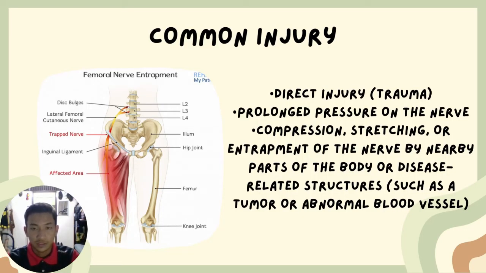Next is the common injury. Okay, so the common injury, the first one is direct injury, which is trauma. Second is prolonged pressure on the nerve. Third, compression, stretching, or entrapment of the nerve by nearby parts of the body, or disease-related structure such as a tumor or abnormal blood vessel.